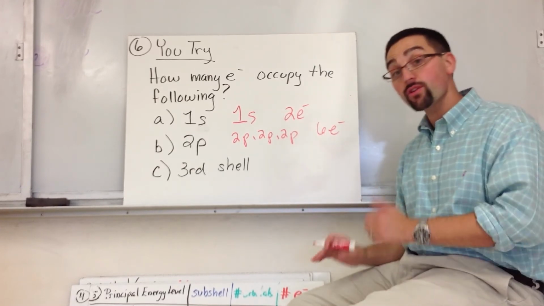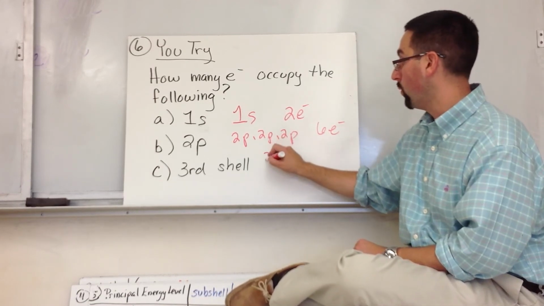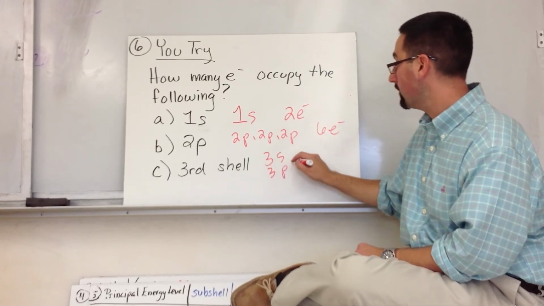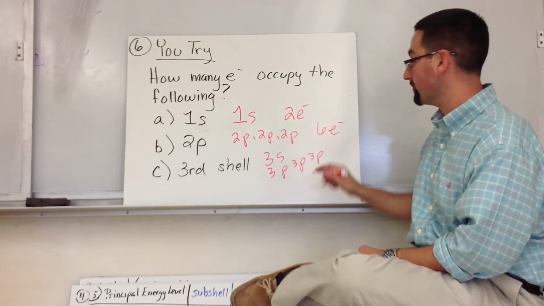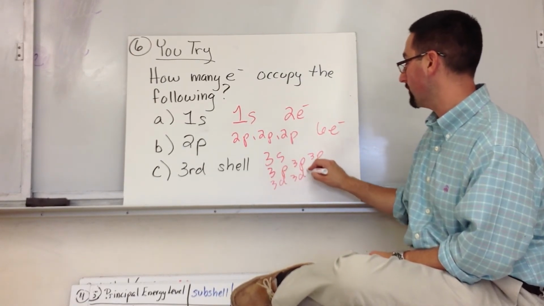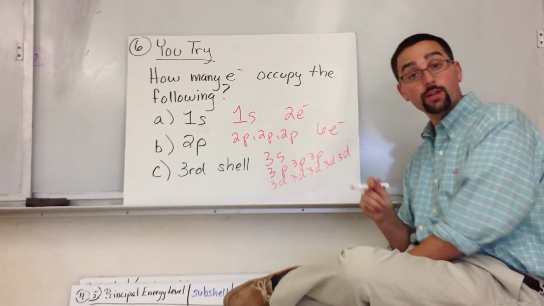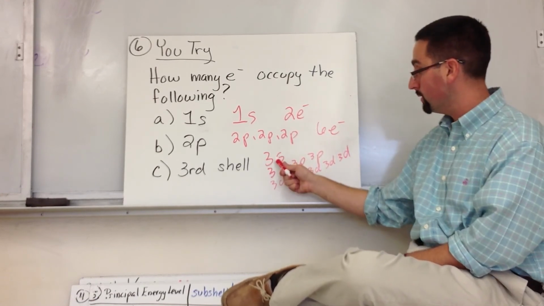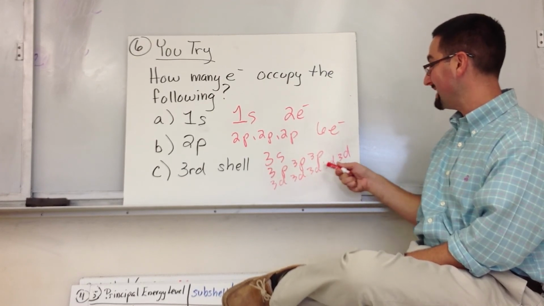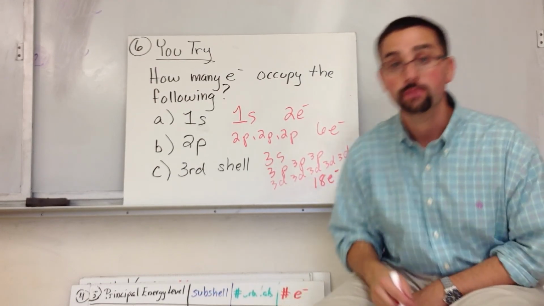Now we venture to the third shell. There's a lot going on here. There is 1 3s subshell, there are 3 3p subshells, and there are 5 3d subshells. Each one can hold 2 electrons, for a total of 2, 4, 6, 8, 10, 12, 14, 16. Our answer is 18 electrons.